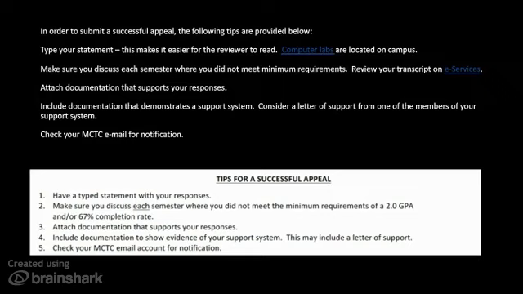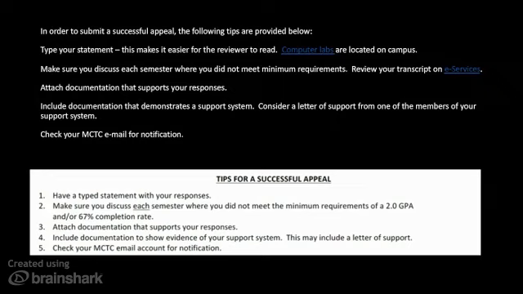Make sure that you discuss each semester where you did not meet the minimum requirements. Review your transcript. You can locate your transcript through e-services in a link that's provided on this slide. Attach all documentation that support any of your responses, and be sure to include documentation that demonstrates your support system.